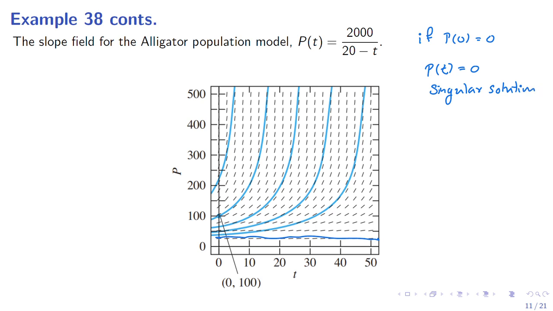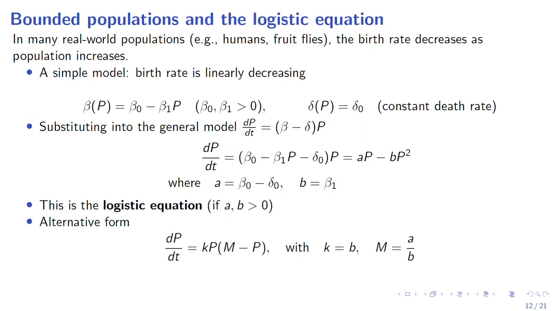This is a singular solution to this ODE, or the population will remain 0 if started with 0. That's quite obvious. Okay, now we see that the population of alligators can be infinitely many after some years, which is absurd and cannot happen. So whenever we talk about bounded populations in real world scenarios, the population actually cannot grow like that.